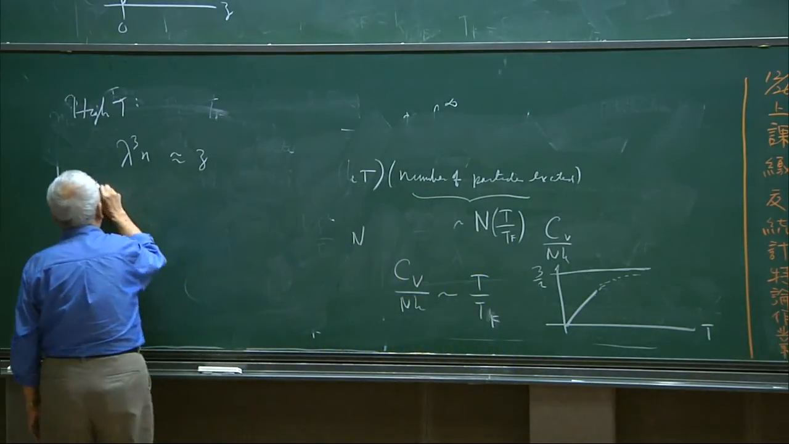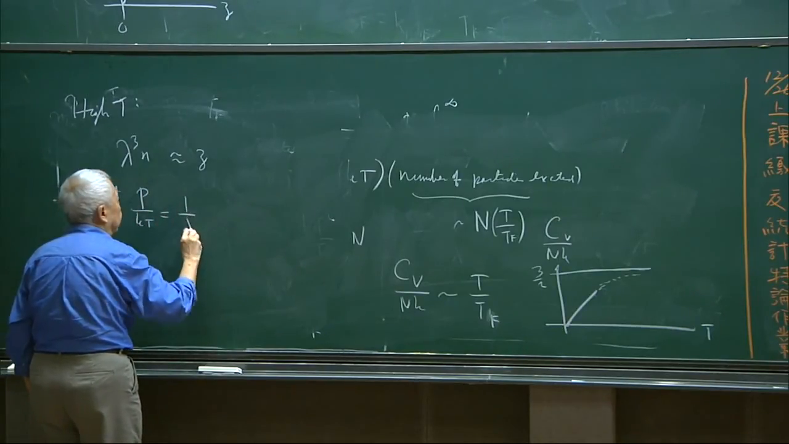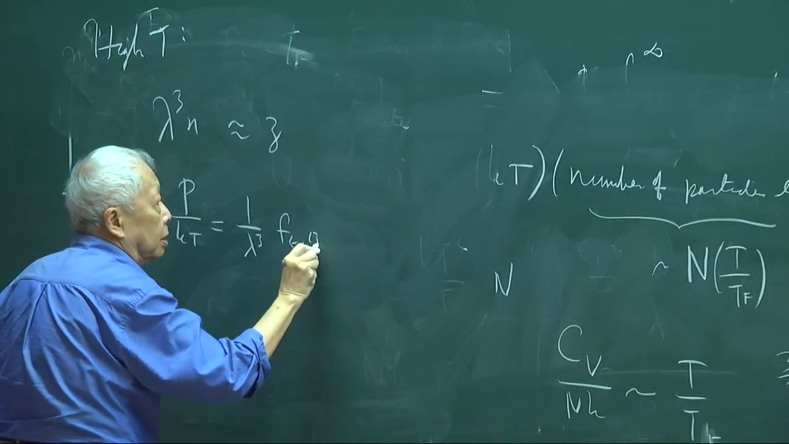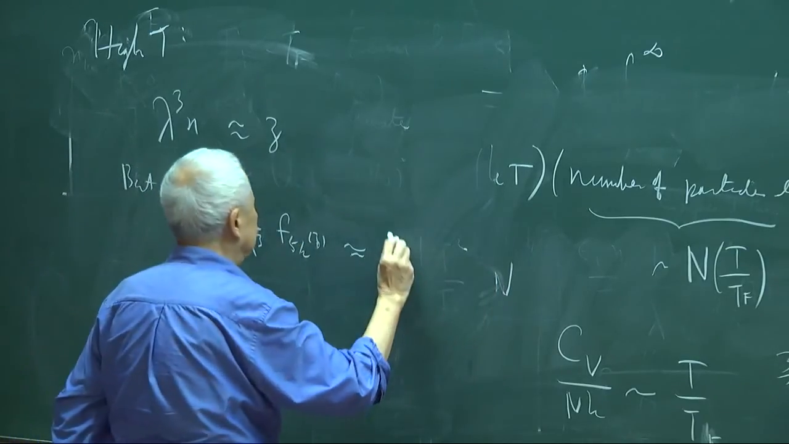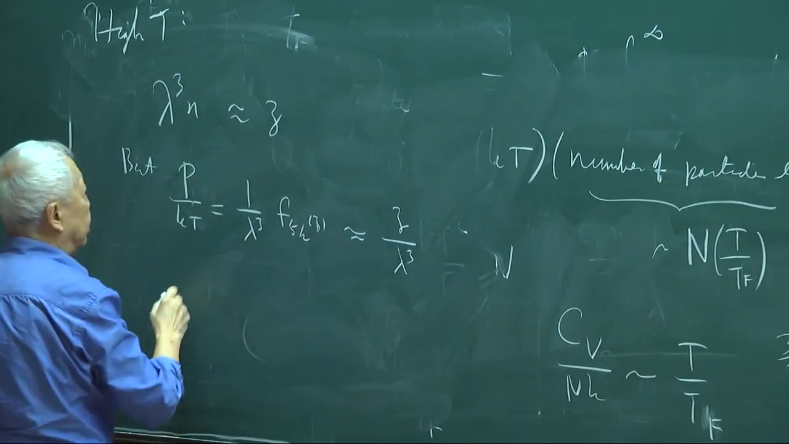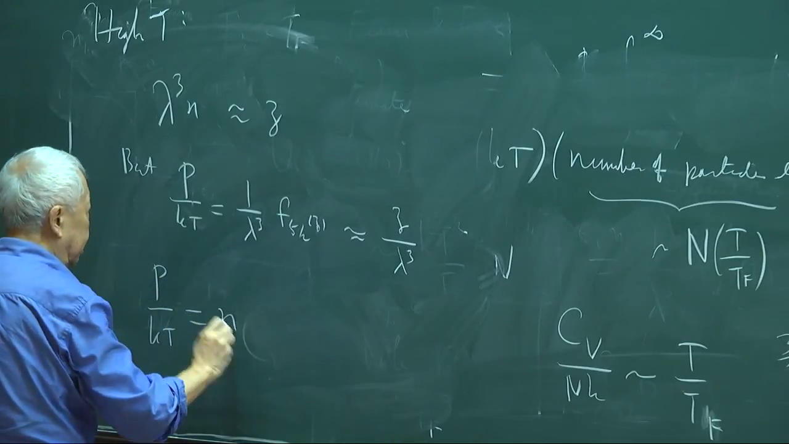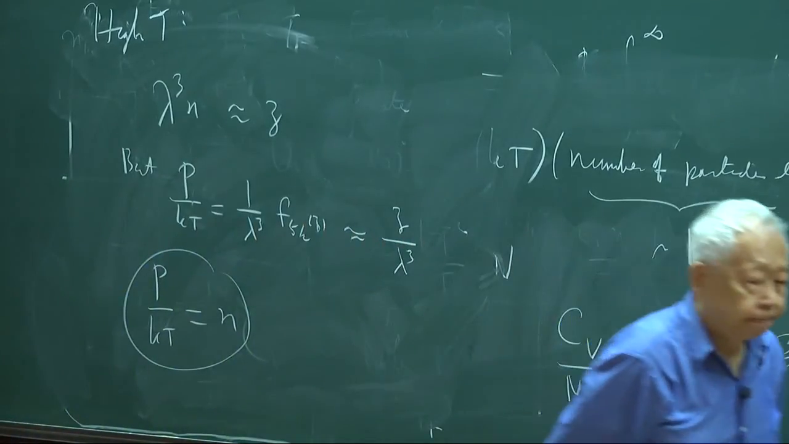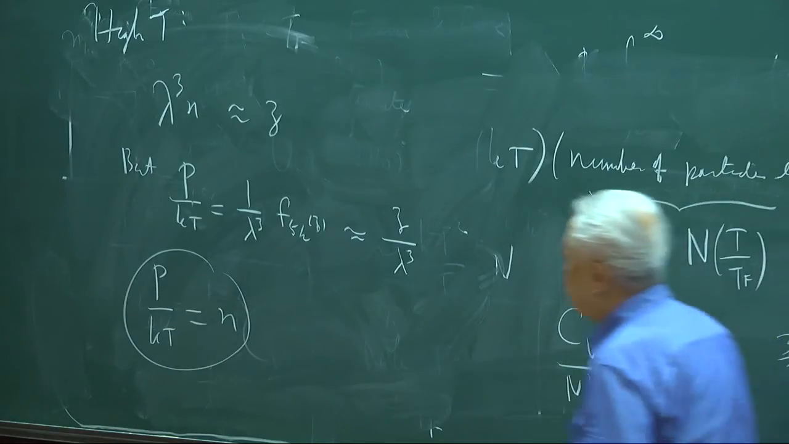But you also know that P over kT is equal to 1 over lambda cubed f 5/2 of z, which is also equal to z, because the first term is all that matters, whether it's 3/2 or 5/2. So it's just equal to z over lambda cubed. When you put these two together, you get P over kT is equal to n, which is the classical equation of state. So you get back the Maxwell-Boltzmann result.